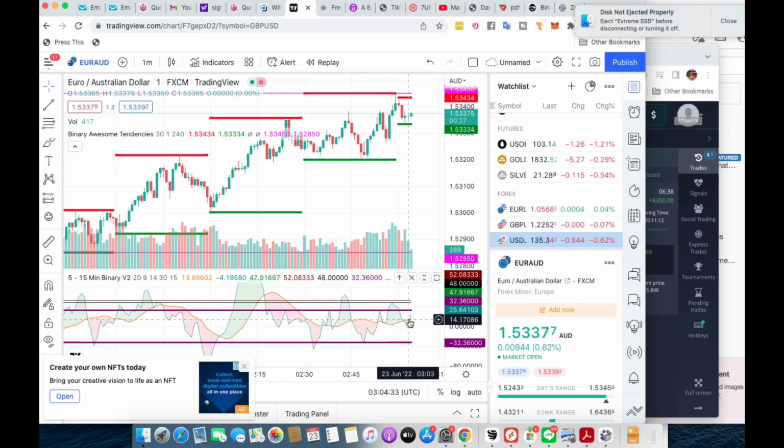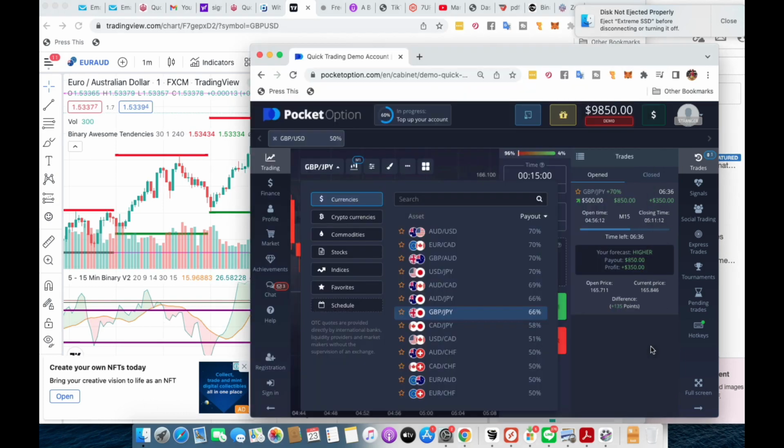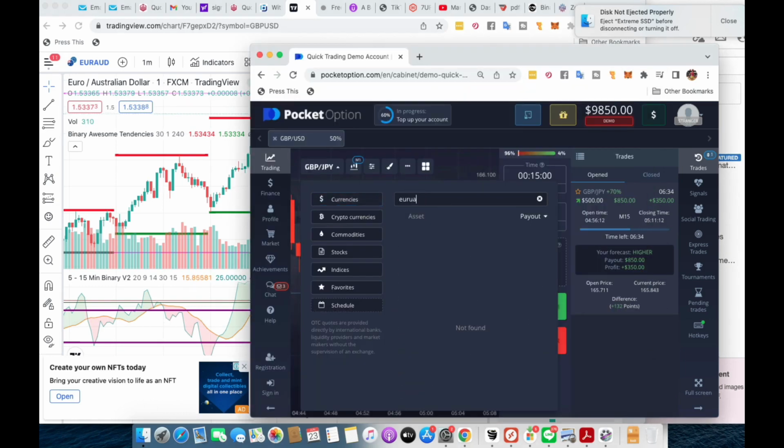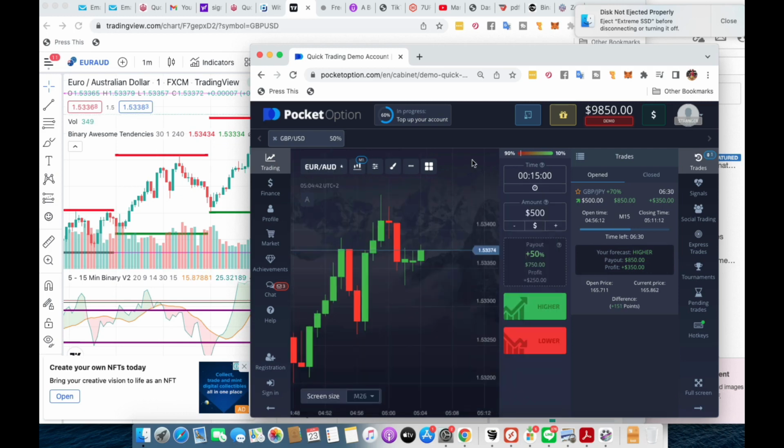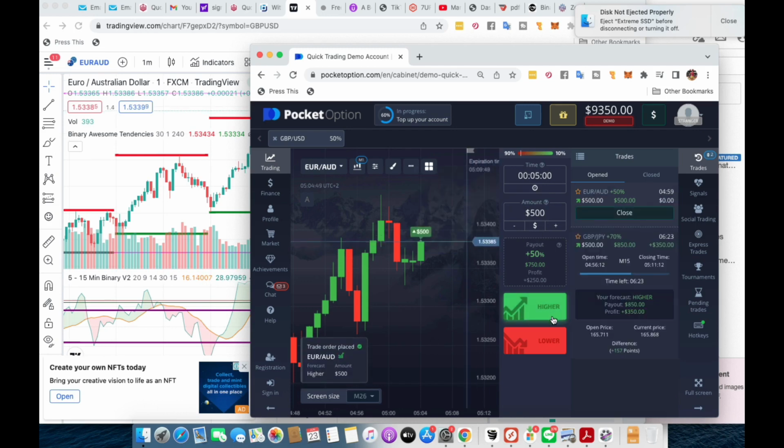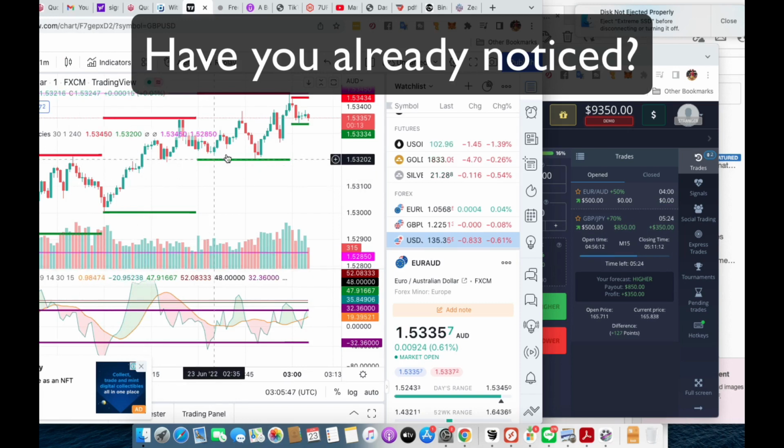It actually crossed beneath the line and it's come up, and I would think that's actually fine for us. So let's get into this Euro Aussie and do a 5 minutes trade. The payout sucks, but that is fine. We can express it by doing this. On second thought, I think this may not be the best trade.